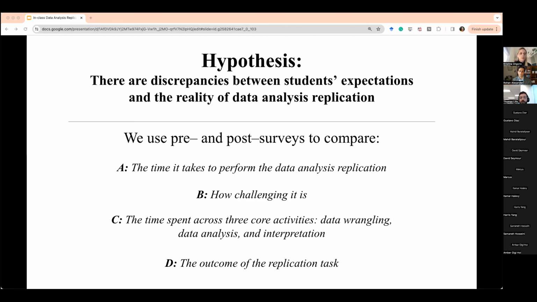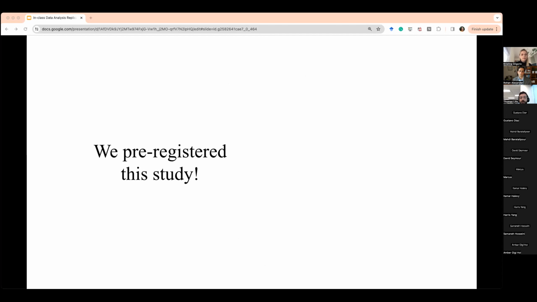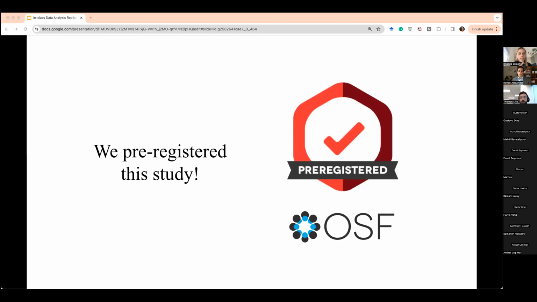And then the fourth one was about the outcome of the replication task, where the replication can be unsuccessful, completely successful, or a qualitative replication where findings are not replicated to the exact number, but qualitatively they are. And in the spirit of replicability, we pre-registered this study. So we pre-registered the questions, the hypotheses, and the analysis plan that will be followed.